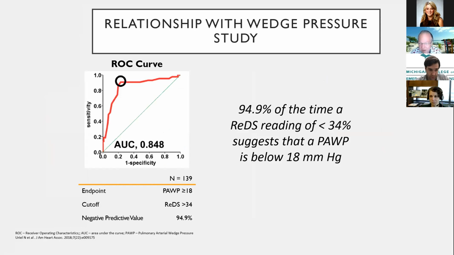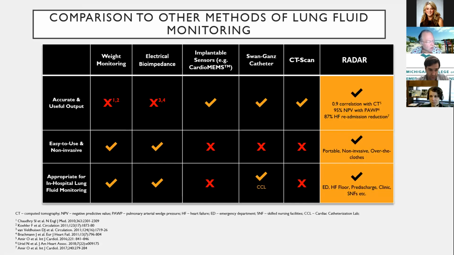It's a 0.85, so pretty darn good area under the curve for wedge pressure greater than 18. And so if you're wet and your wedge pressure is up, this has got a pretty decent correlation with the right reason. This is comparing all the other options we have.